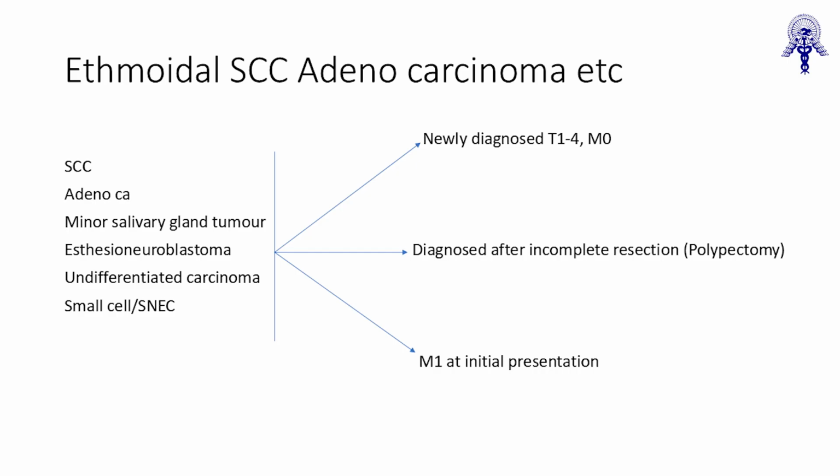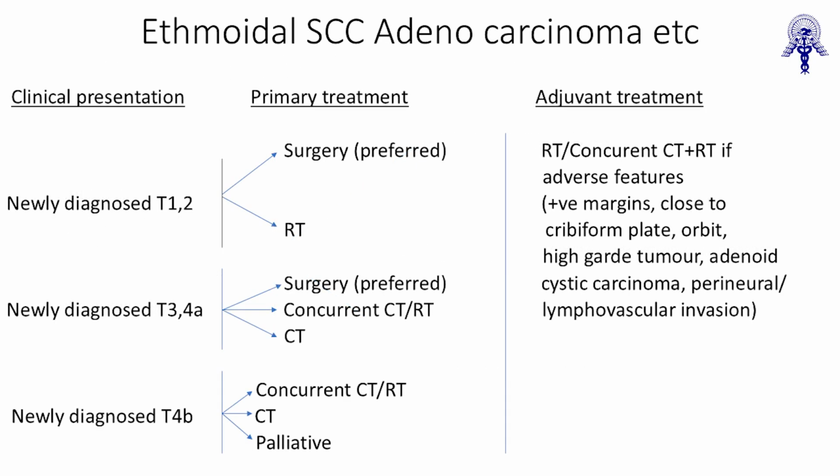It can present in these three ways: either newly diagnosed, or diagnosed after incomplete resection, or it comes with a metastasis. When it is newly diagnosed T1 or T2, I am not going into detail on what is T1 and T2, you have to remember, and they may ask. For T1 and T2, the primary treatment is surgery, maybe combined with radiotherapy. If it is T3 or T4A, surgery if it is possible or preferred, with concurrent chemoradiotherapy or chemotherapy. Newly diagnosed T4B: concurrent chemoradiotherapy, chemotherapy, or palliative.